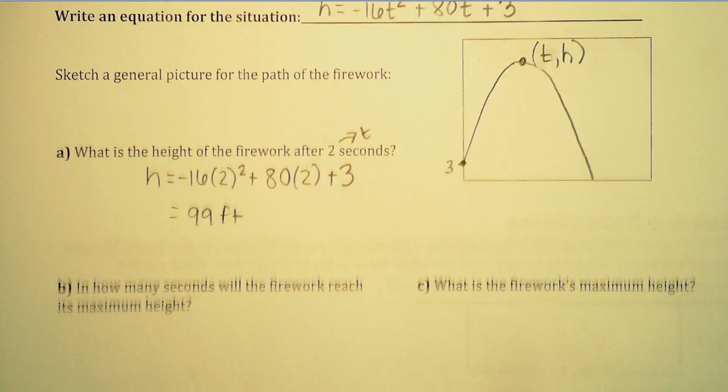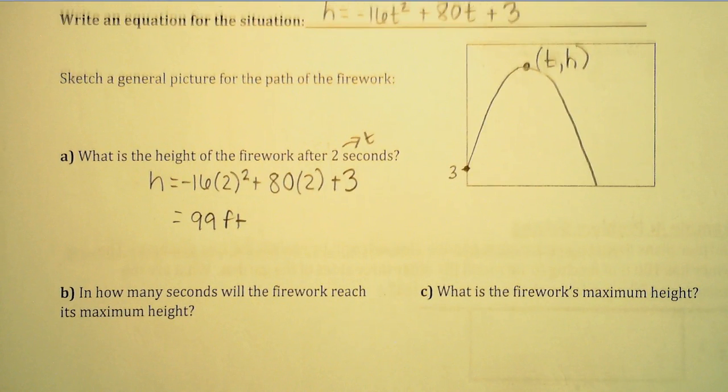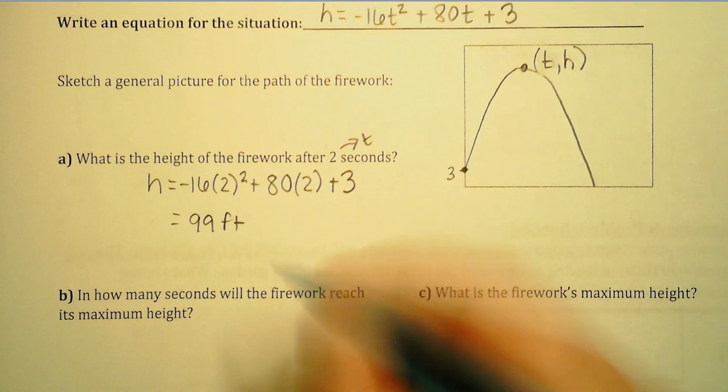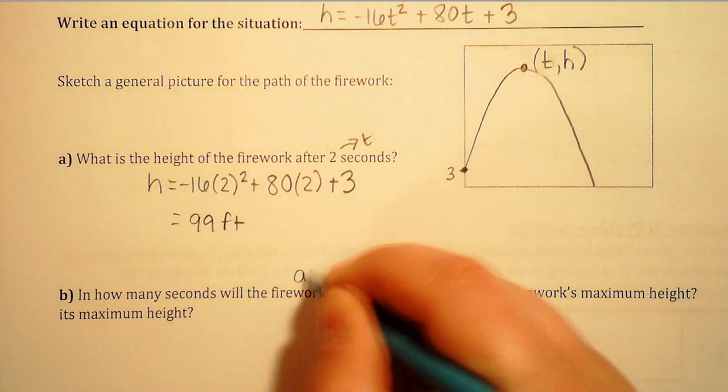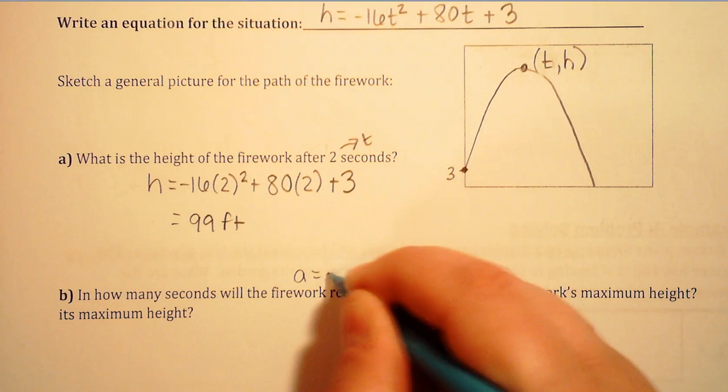So I'm going to try to keep that equation so you can see it real quick for a sec. We're going to use the formula negative b over 2a. So I'm going to write the values down.